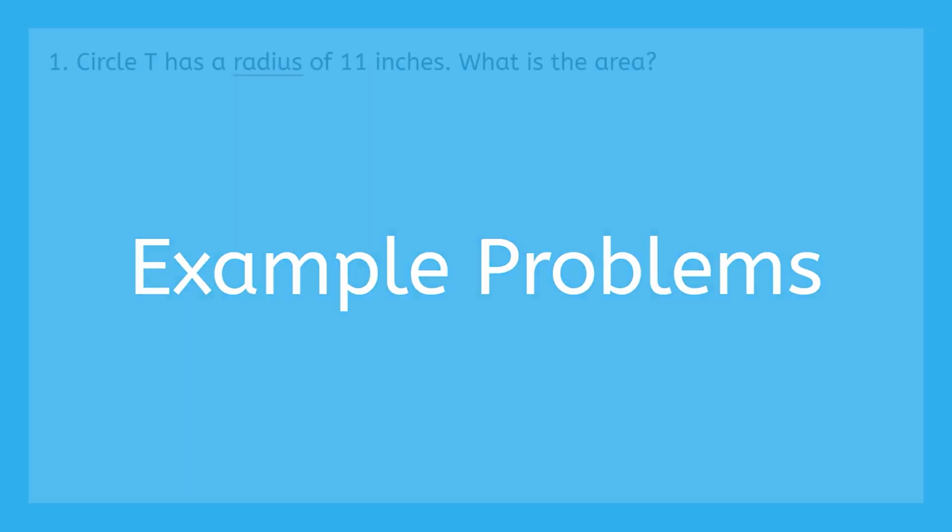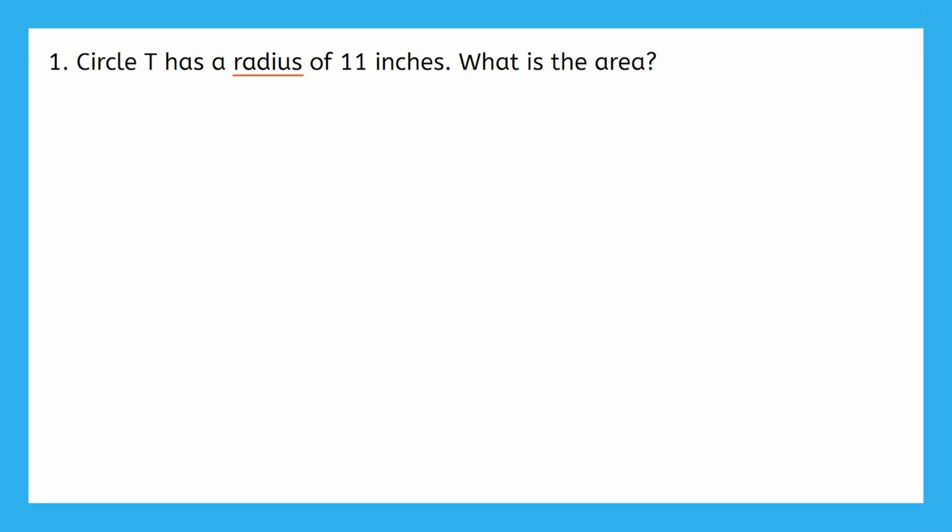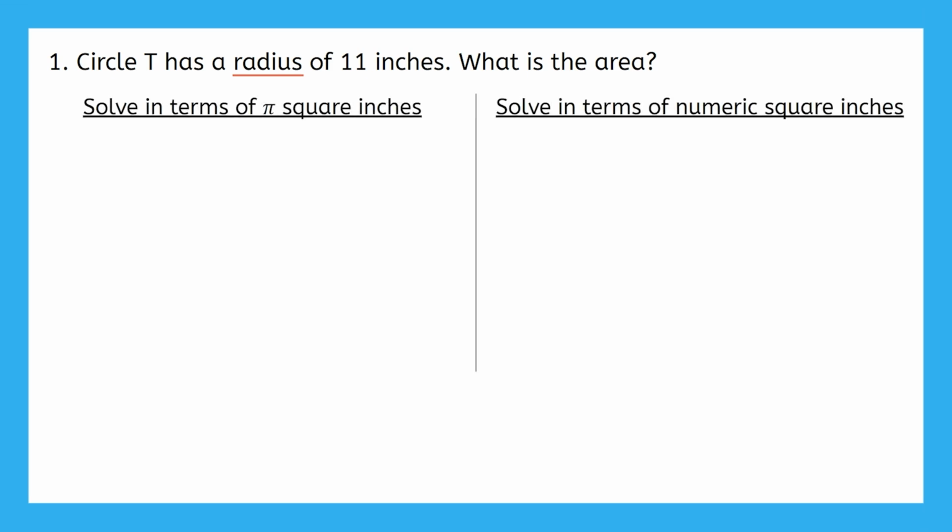Time to practice. Circle T has a radius of 11 inches. What is the area? Since the instructions don't specify, we'll solve this in terms of pi inches and in terms of numeric inches. We start with A equals pi r squared. We're given the radius, so we substitute 11 for r.